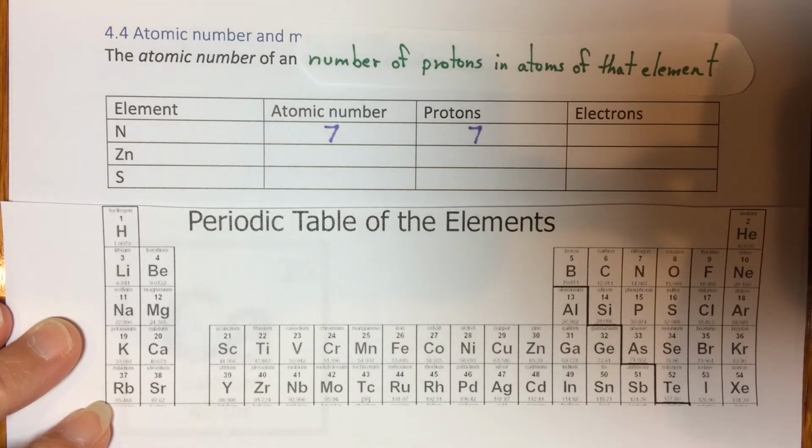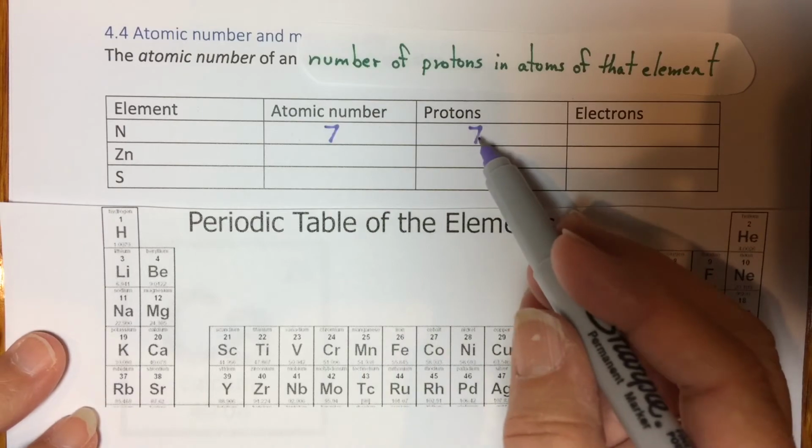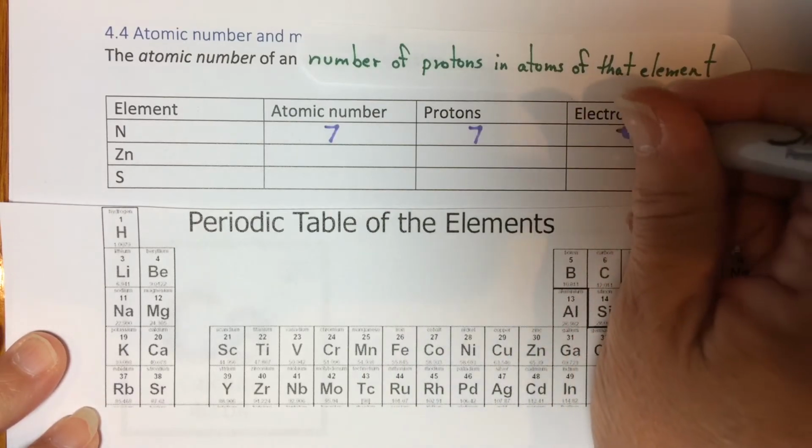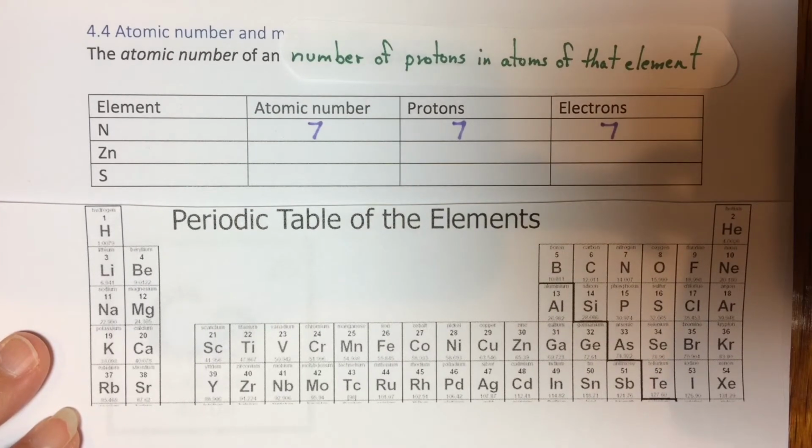Now we can figure out the number of electrons as well, because each proton has 1 positive charge, and each electron has 1 negative charge. So if we have 7 positive charges, we must have 7 negative charges, or else we'd have a charged atom.